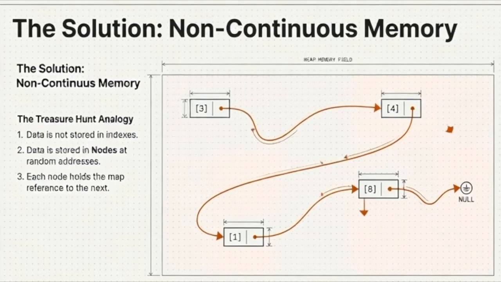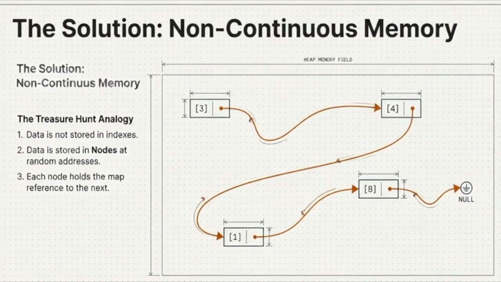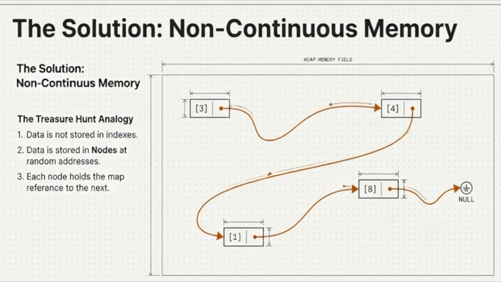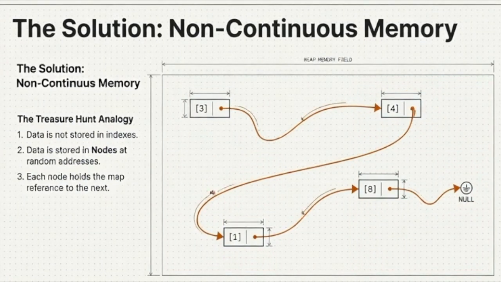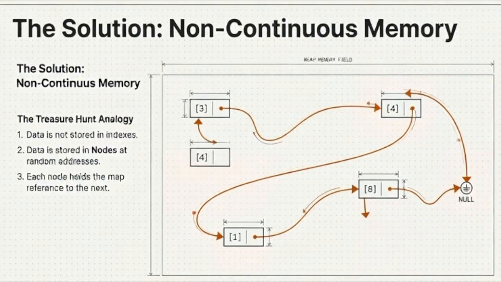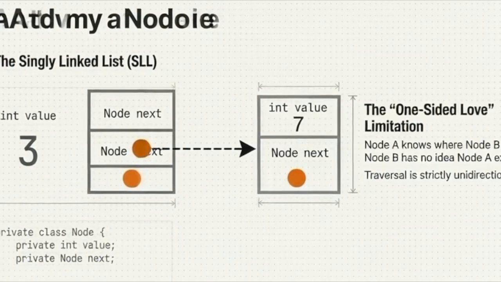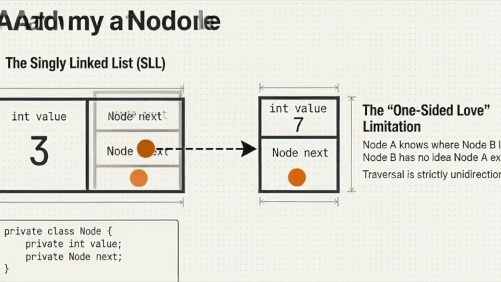Enter the linked list. Data structures are not just containers, they are solutions to architectural constraints. The linked list solves the rigidity problem using non-continuous memory. Think of it like a treasure hunt. Data is not stored in nice, neat indexes like 0, 1, 2. Data is stored in nodes at random addresses in memory. The crucial part: each node holds a map reference, a pointer to the next one. You don't need a continuous block of space, you just need to know where the next clue is.